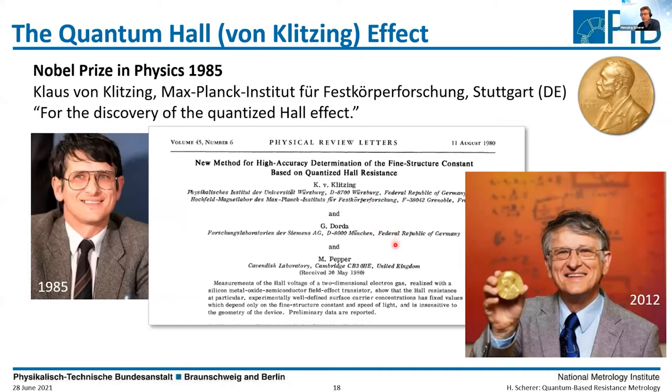You see that the title of the paper was "A new method for high accuracy determination of the fine structure constant." There's a little story behind that, because the first version of this paper was submitted under a title that stressed the relation of the quantum Hall effect to a new realization of the ohm. But this first submission was not successful, and it was rejected by the reviewers. Only after Klaus von Klitzing changed the title and pointed out the relation to the fine structure constant was the paper accepted, and it finally became this very famous paper and gave rise to the Nobel Prize award.